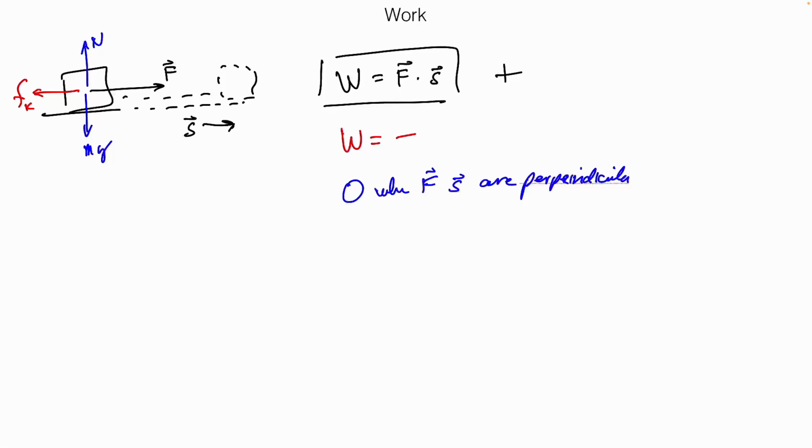positive work in black, 0 work in blue, negative work in red. How do I keep track of all of this stuff? Answer, dot product. The dot product captures all of this. Let me show you how that works.